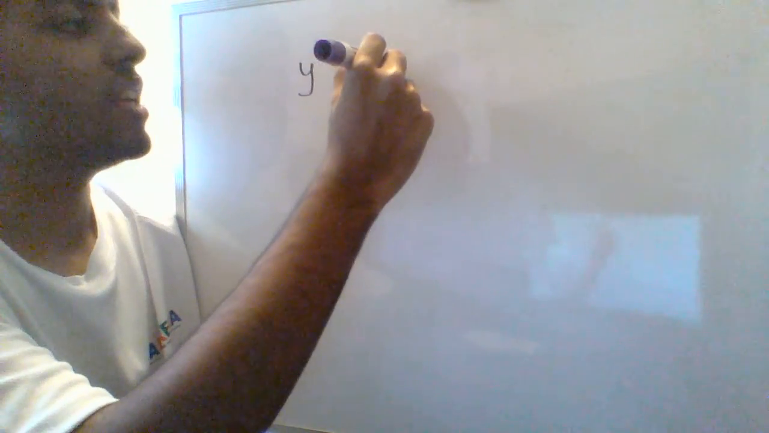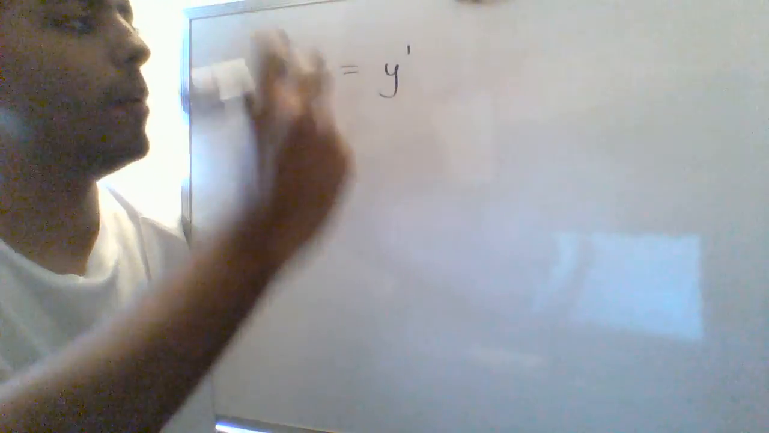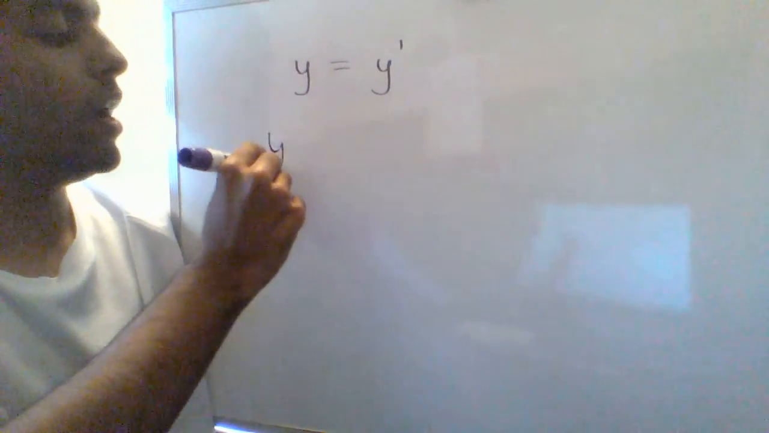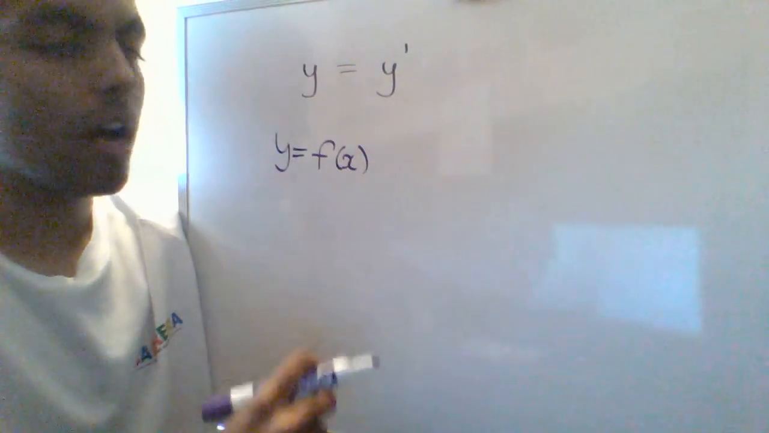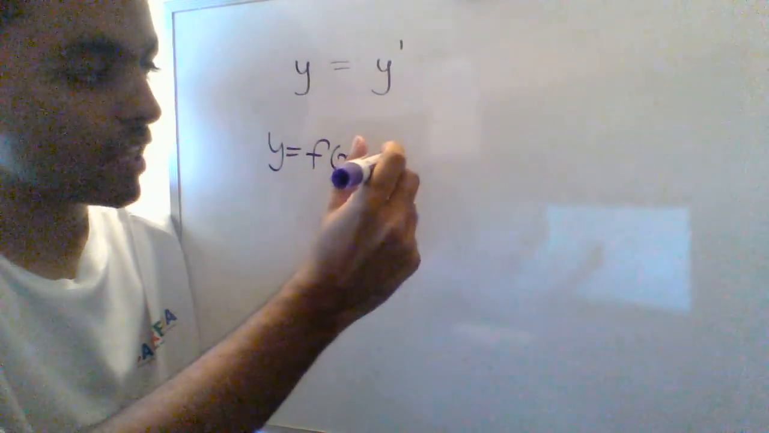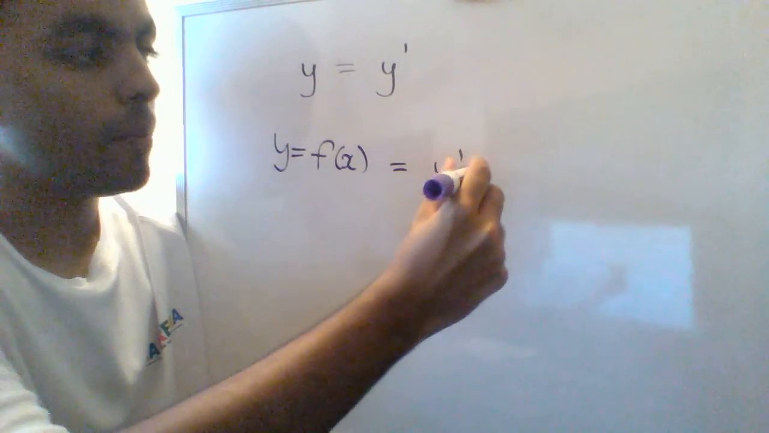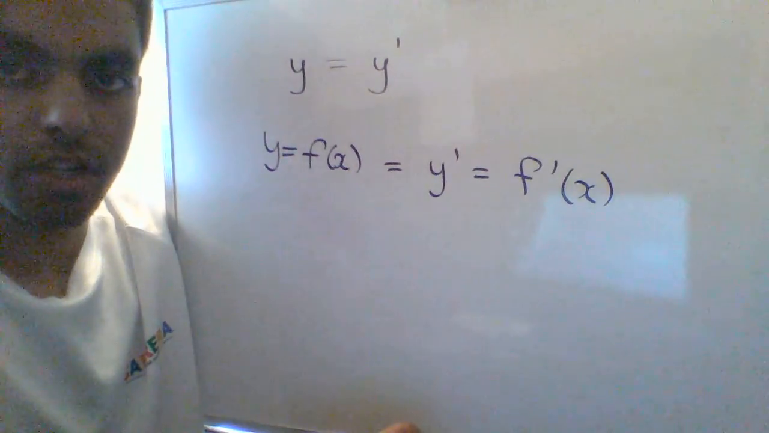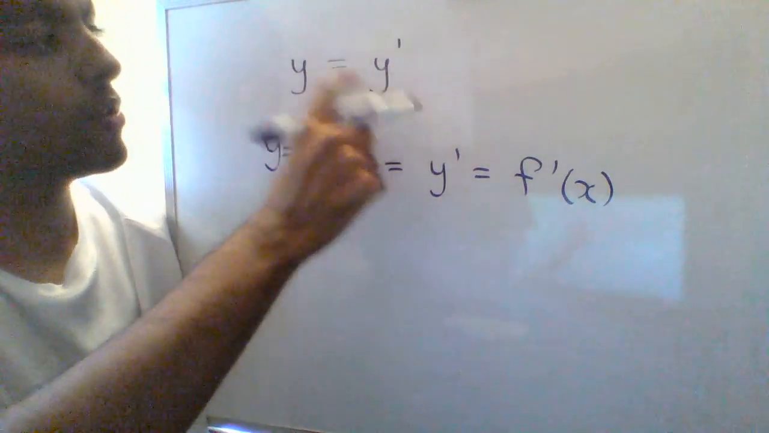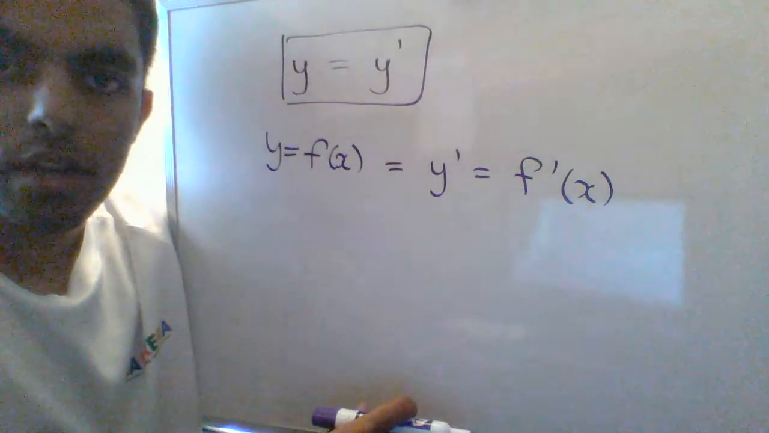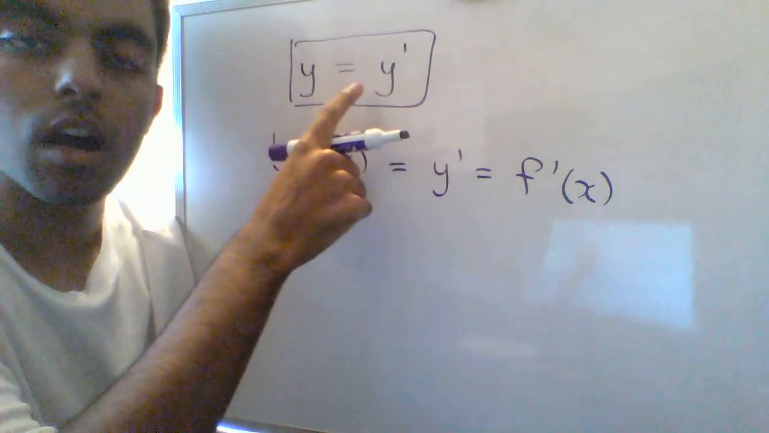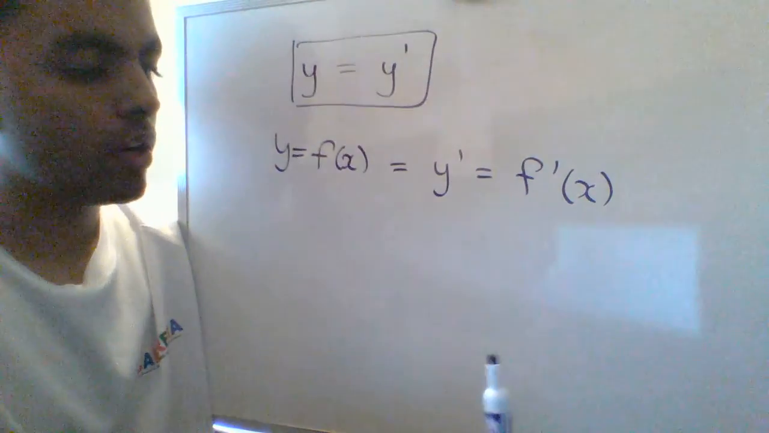Alright, so for example, if I said y is the same thing as y prime, that means I'm telling you that the function y, because remember y is a function of x, is exactly the same thing as y prime, which means the derivative of the function. So what I'm asking for in this question up here is what function y satisfies this condition where the function and its derivative are the same thing. So that's where we got to start.